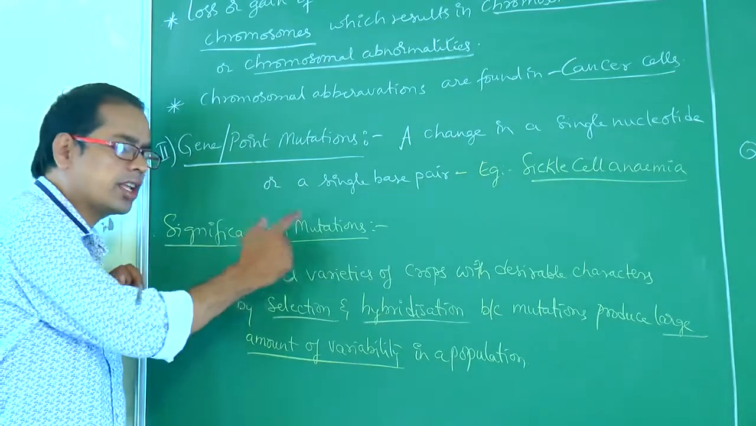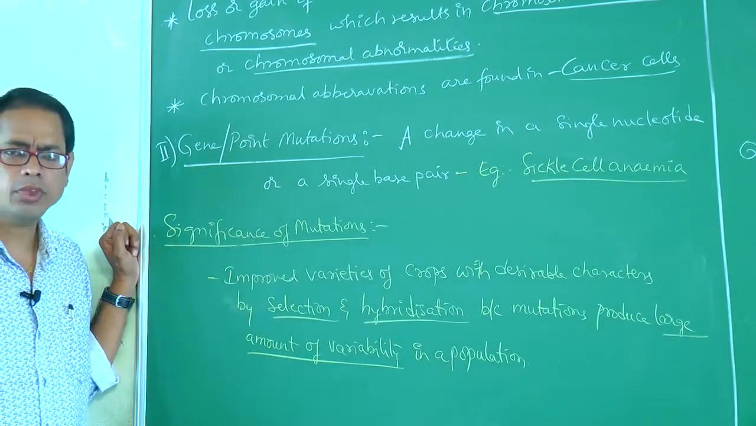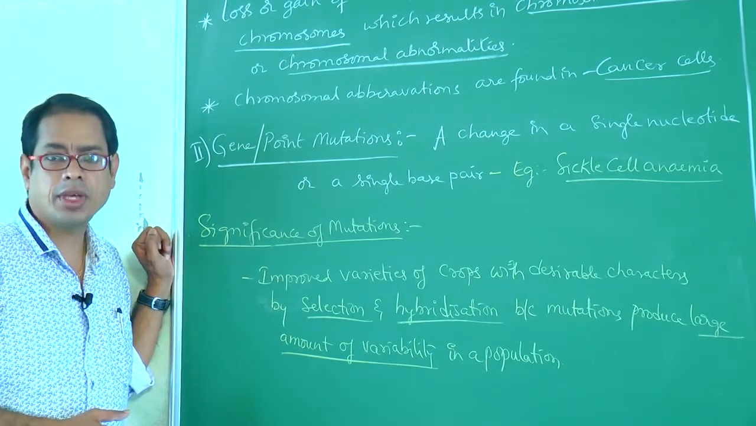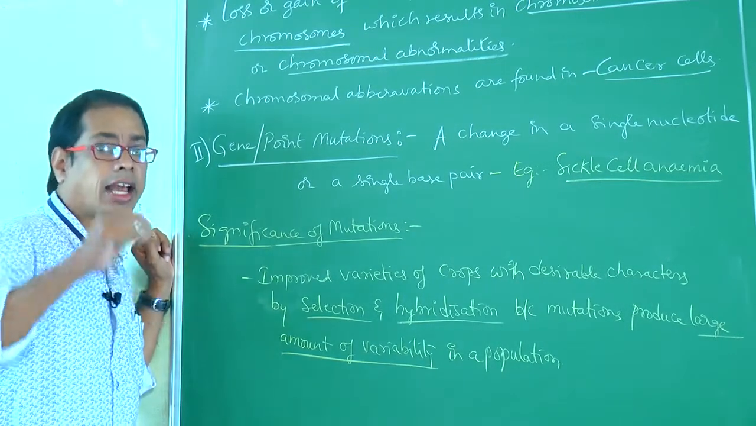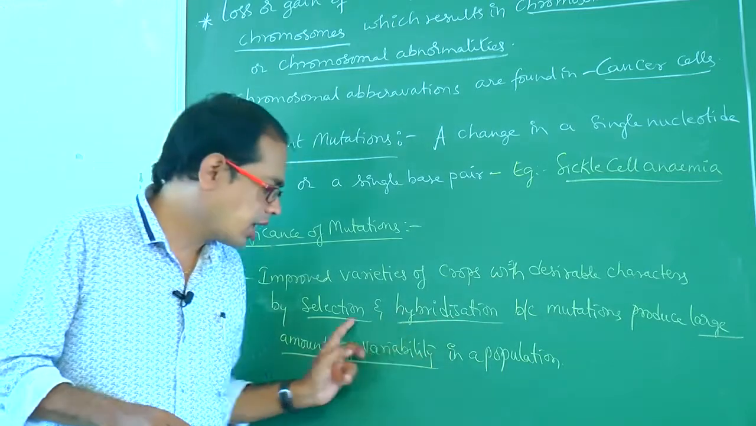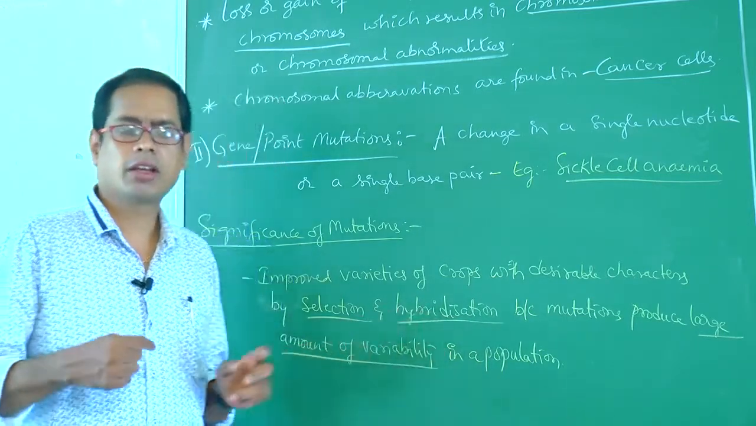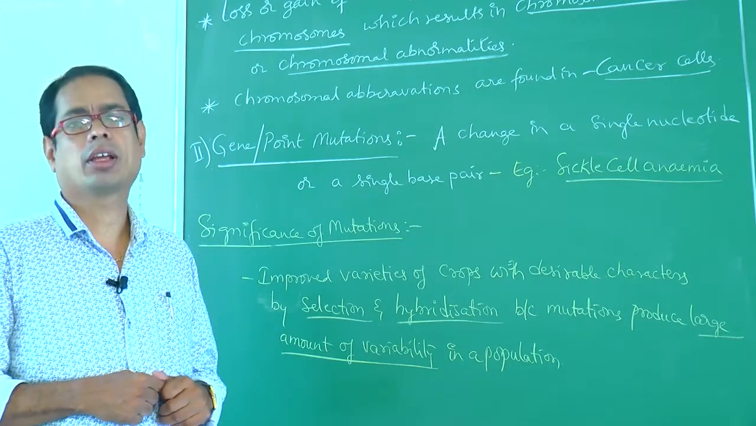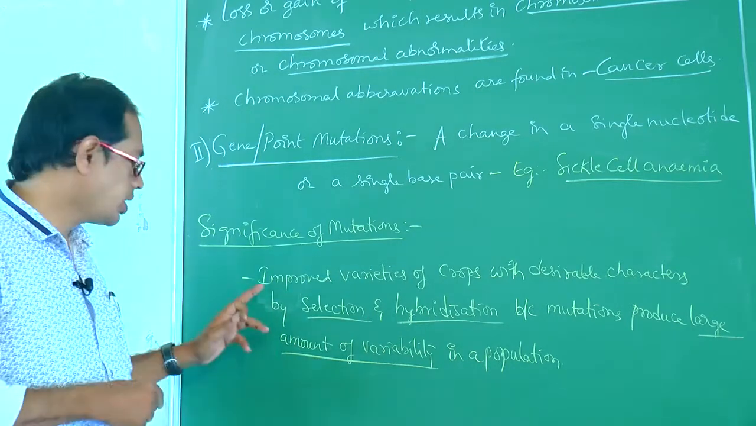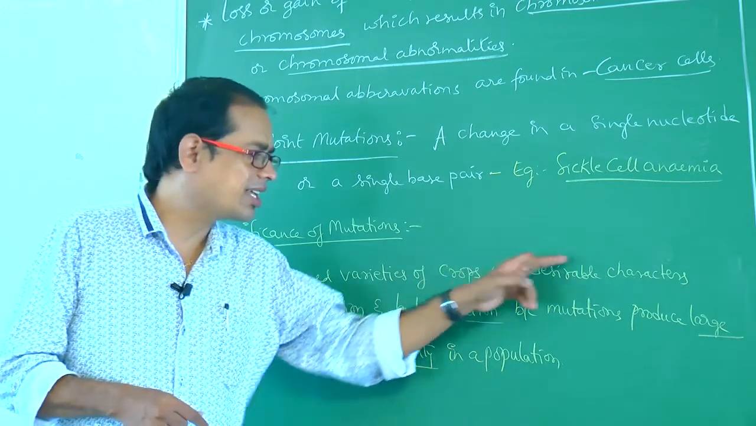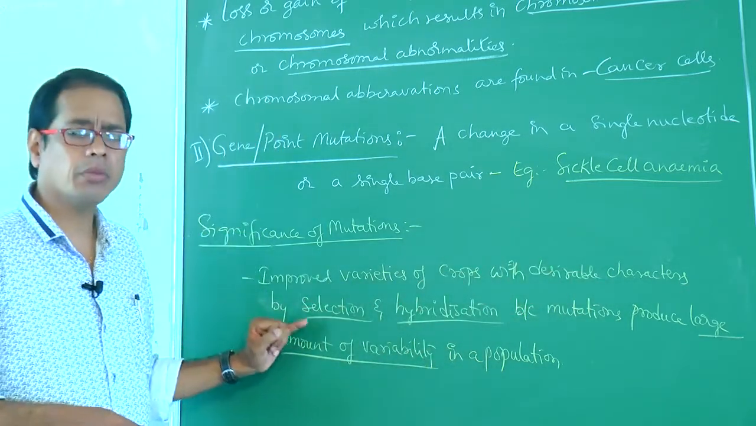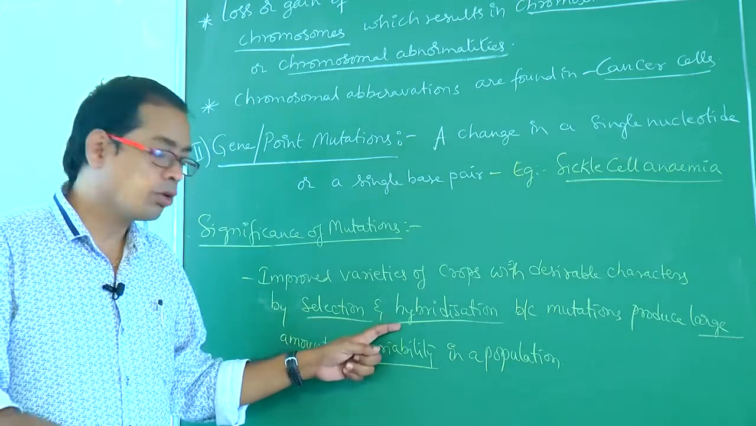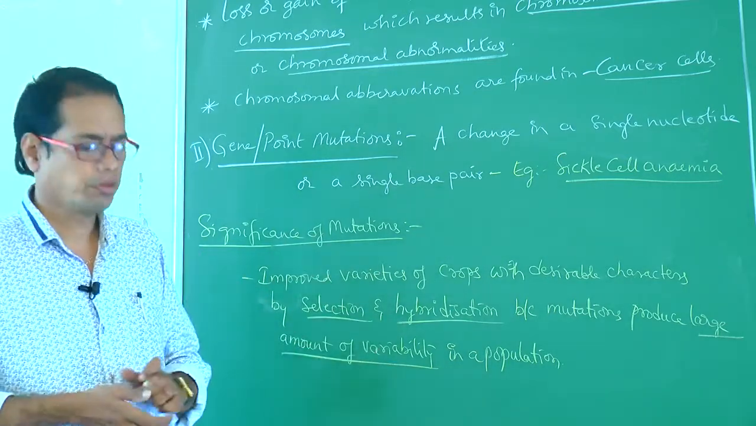Right. What is the significance of mutations? By which methods can we improve crops? By selection and hybridization, we can improve the crop quality with desirable characters. So improved varieties of crops with the desirable characters can be developed by how many methods? 1. Selection, and 2. Hybridization.